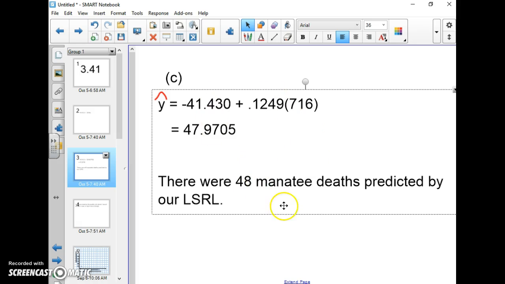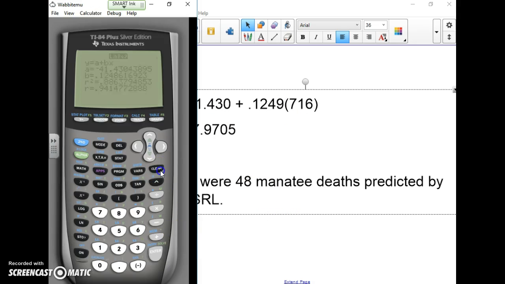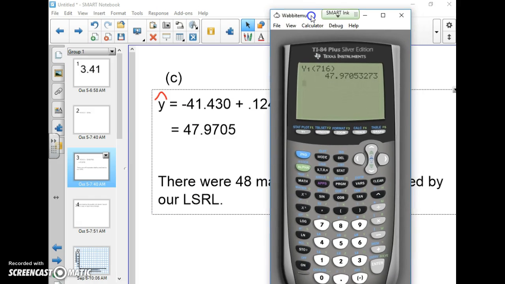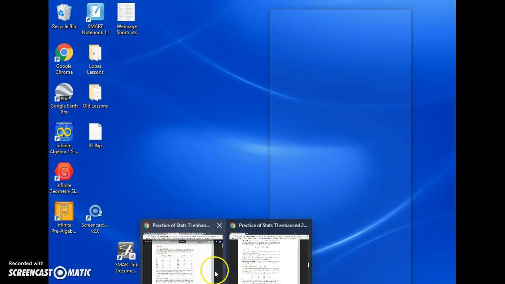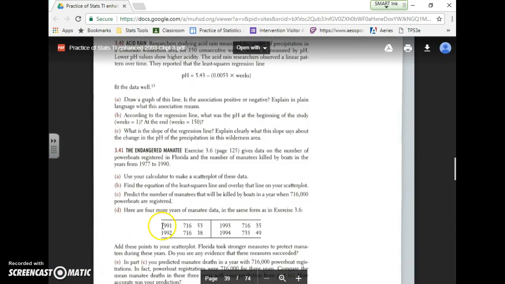If you want to do this on the calculator, what you can do is go to vars, yvars, function, and then I have mine entered as the first one, so I'm going to use that. And then this will plug it in for me. As you can see, I basically get the same number. Alright, so that's C. Let's go on to the next one.